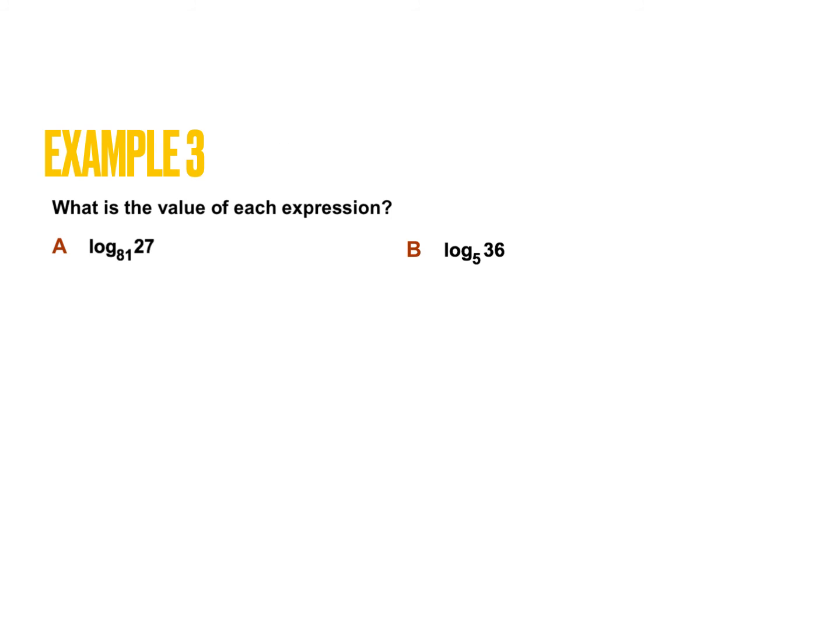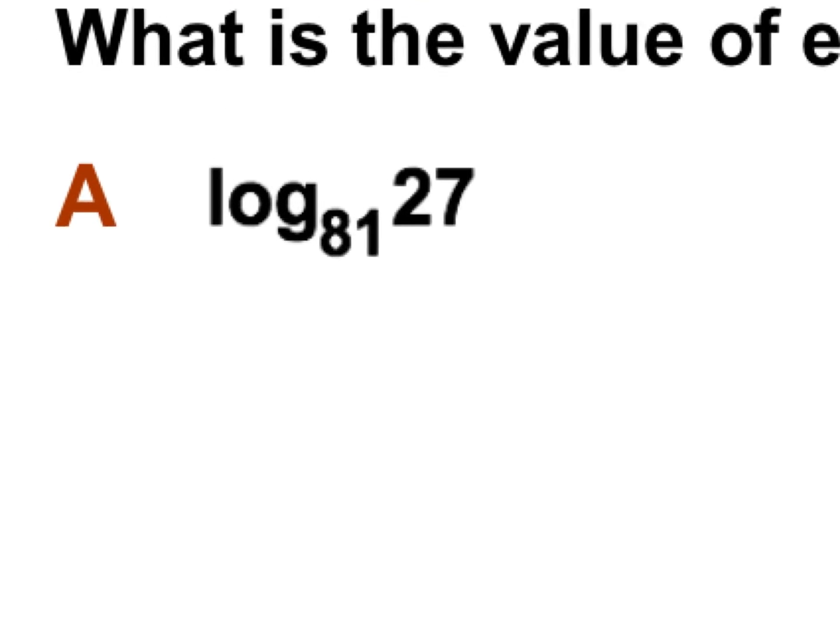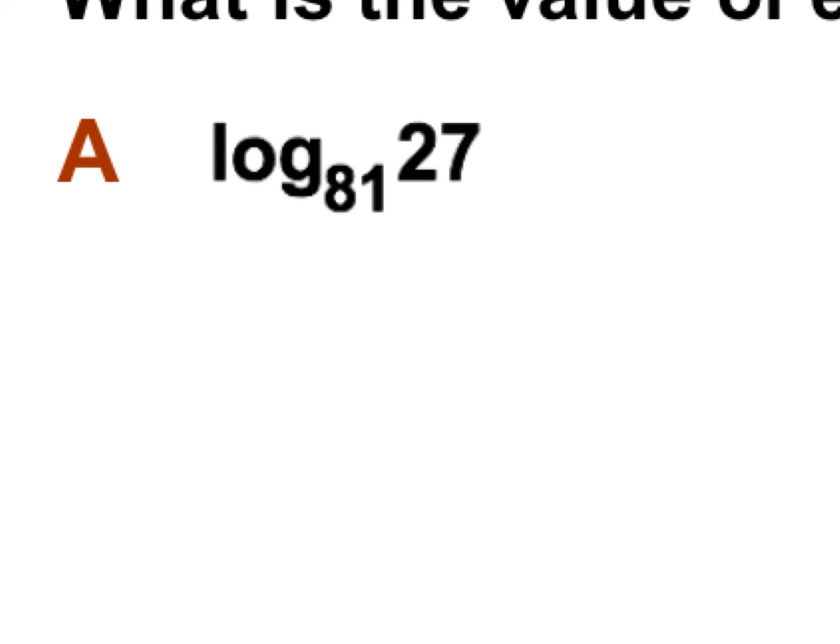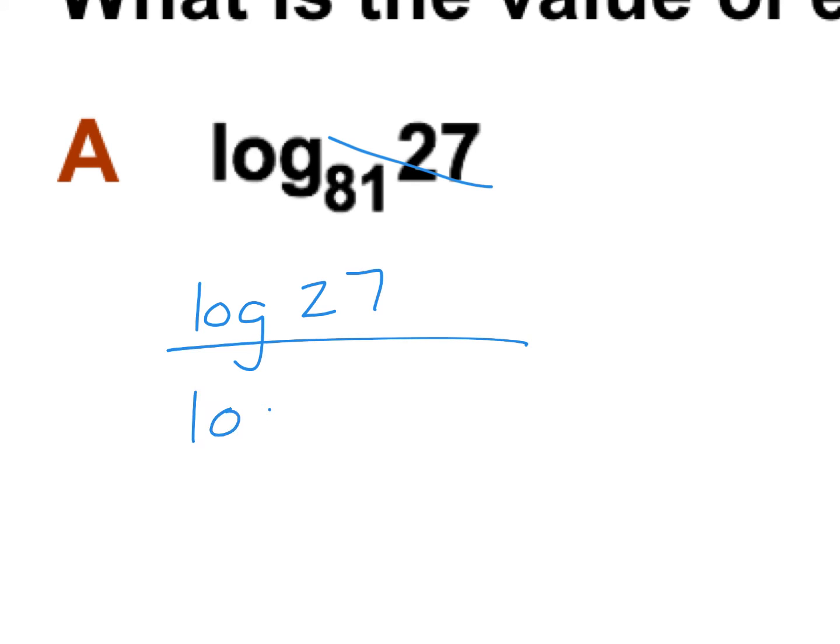So on our last slide, we're actually finding the value of these logs. So we have to use our change of base formula. So we're going to say log of what on top? What goes on top? You have two options. 27. Perfect. The bigger number, the one that's already kind of on top, goes on top. And then what goes on the bottom? Log of 81.